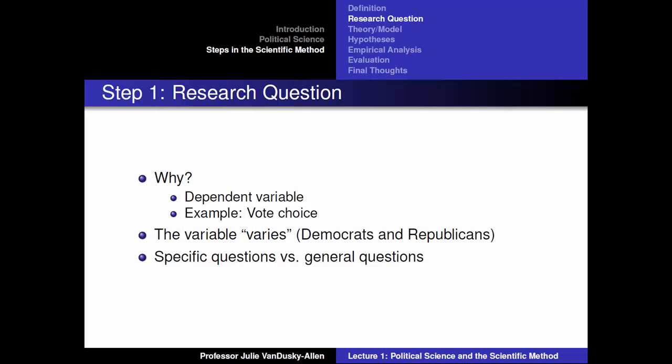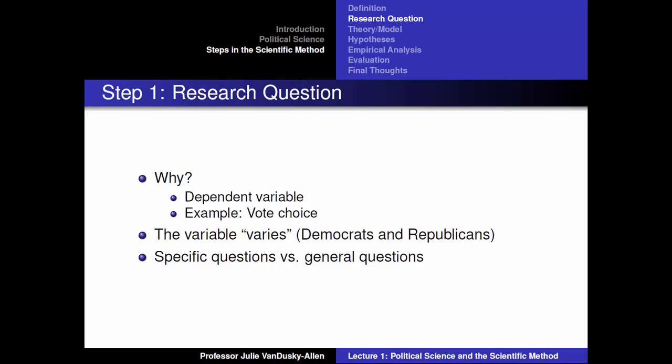Many political scientists want to know why some people in the U.S. vote for Democrats while other people vote for Republicans. The dependent variable in this case is vote choice. Note that it is called a variable because the outcome we are interested in varies. It includes both people who voted for Democrats and Republicans. If you only examined individuals who voted for Democrats and ignored those who voted for Republicans, then you would not have a variable.